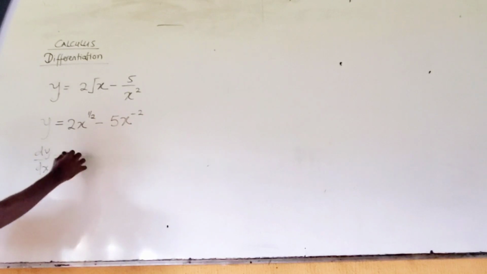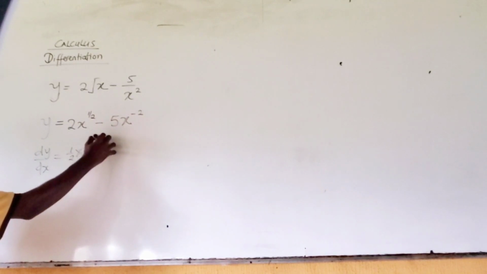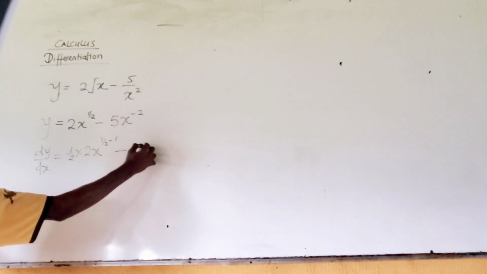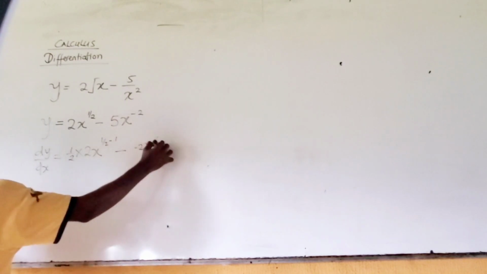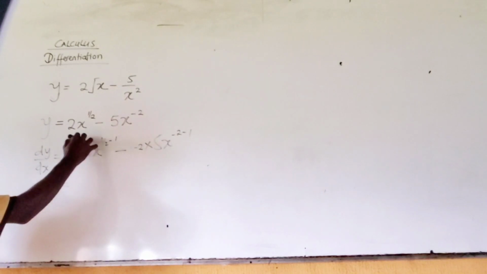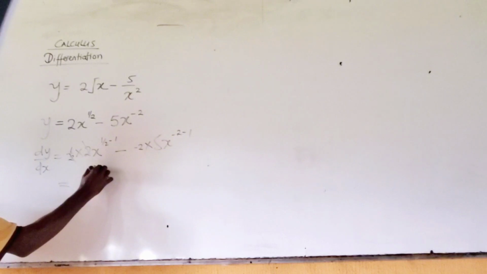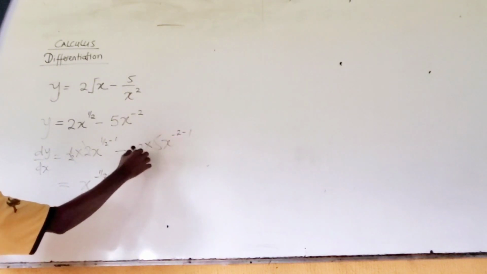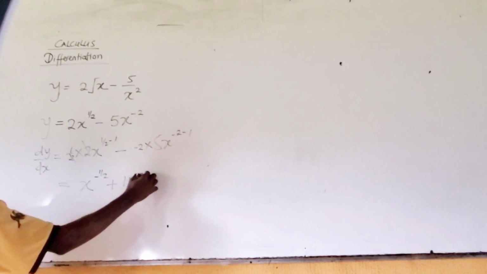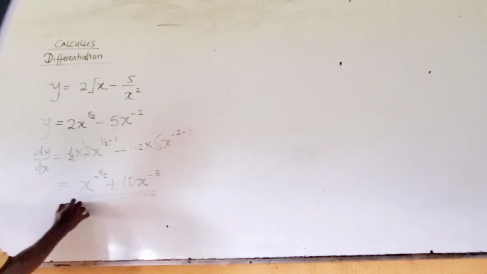Half times 2x will give us, take note, half times 2x. Then subtract 1 from the power. Minus 2 times 5x to the power minus 2, then subtract 1 from the power. So this will give us, this cancels this, we are left with x. Half minus 1 will give us minus half. Minus times minus is plus, so we have plus 2 times 5, that's 10x. Negative 2 minus 1 will give us negative 3, and this will be our answer.